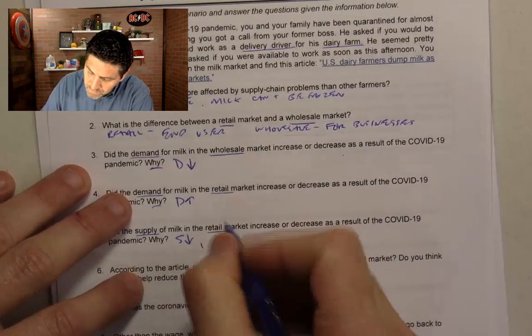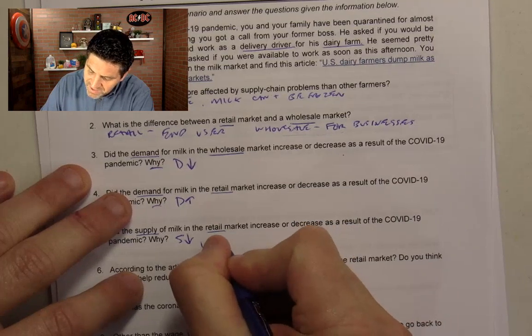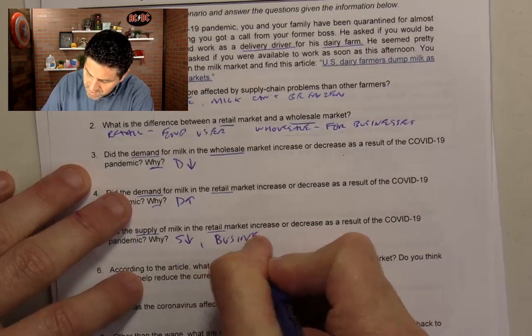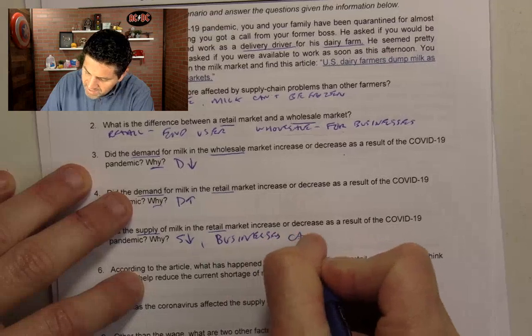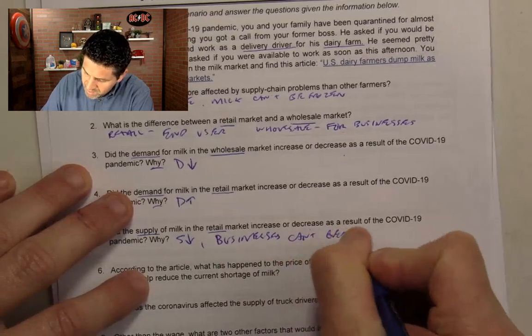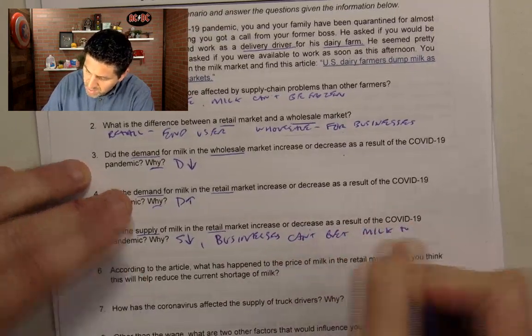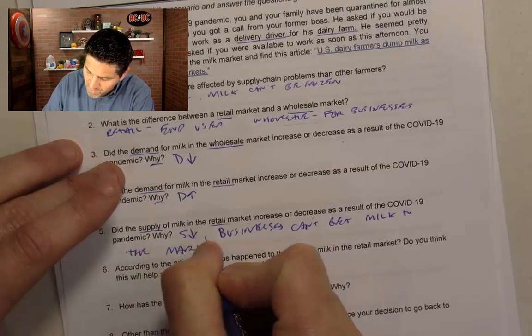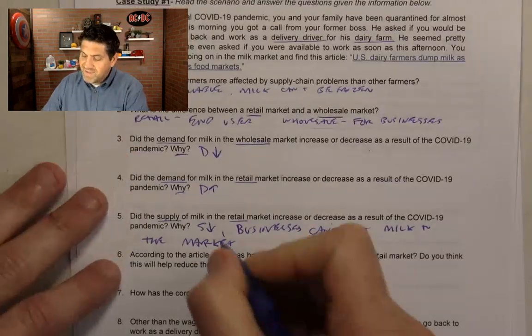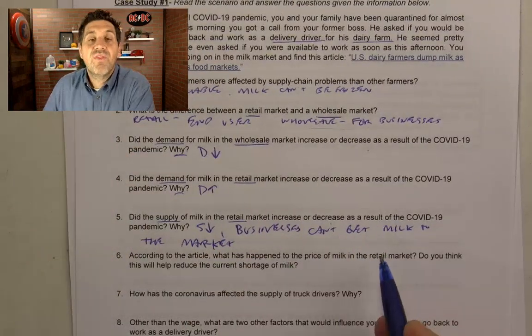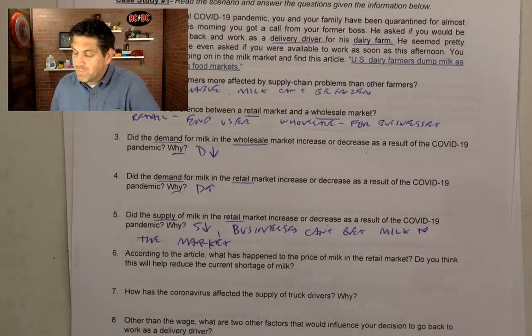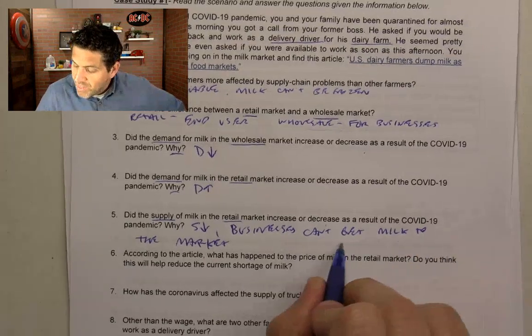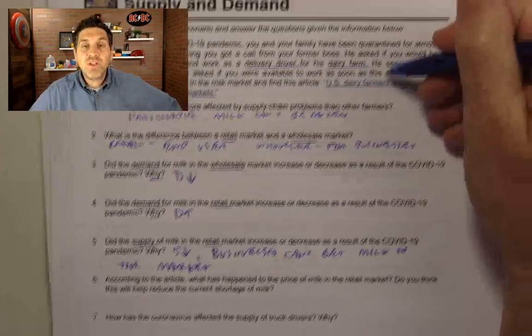Their firms, businesses, I'll write businesses, can't get milk to the market, which is exactly, forgive my horrible handwriting. Okay, so I write like a doctor, but I don't have the same amount of income as a doctor. That's what's going on in the scenario above.